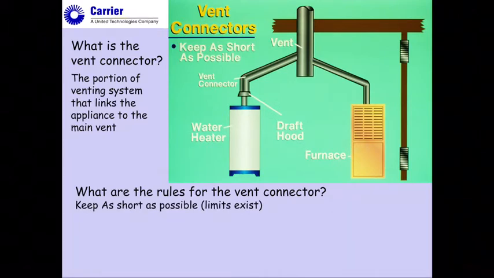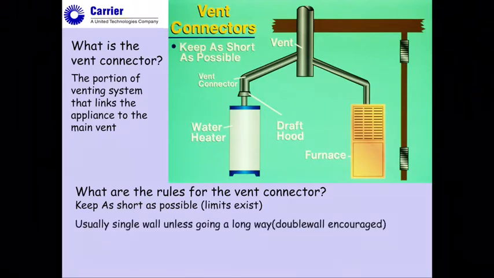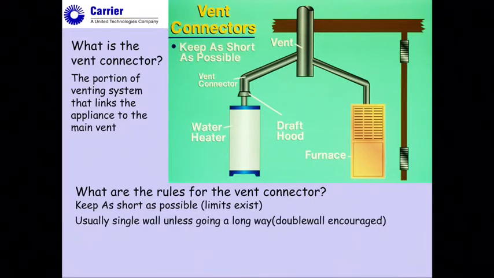The first rule is keep it as short as you can. There are limits to how long you can make a vent, or let's say the vent connector, so you want to make sure you're within those rules. They're pretty liberal, but when you start getting to multiple appliances, you've got to be a little bit careful with that when you deal with multiple appliances and vents. So let's take a look at the next one.